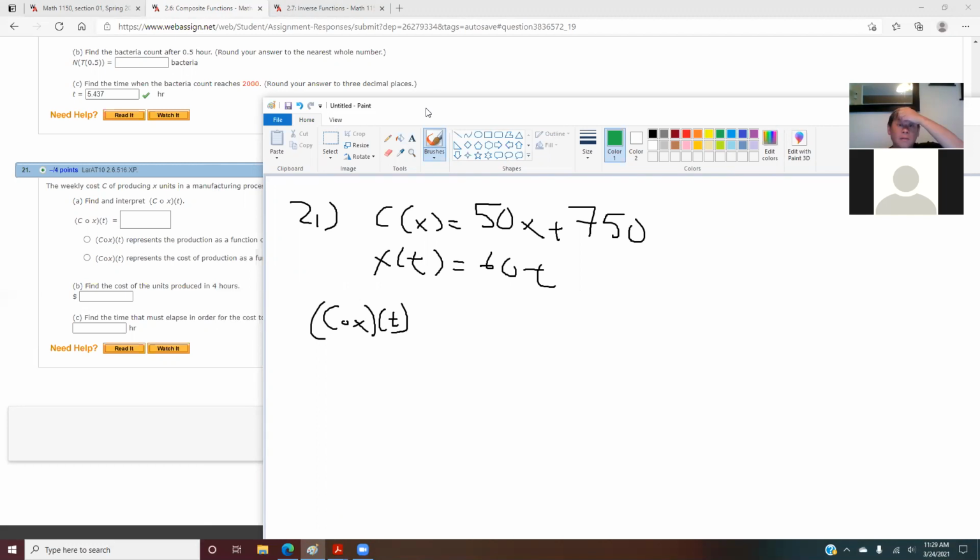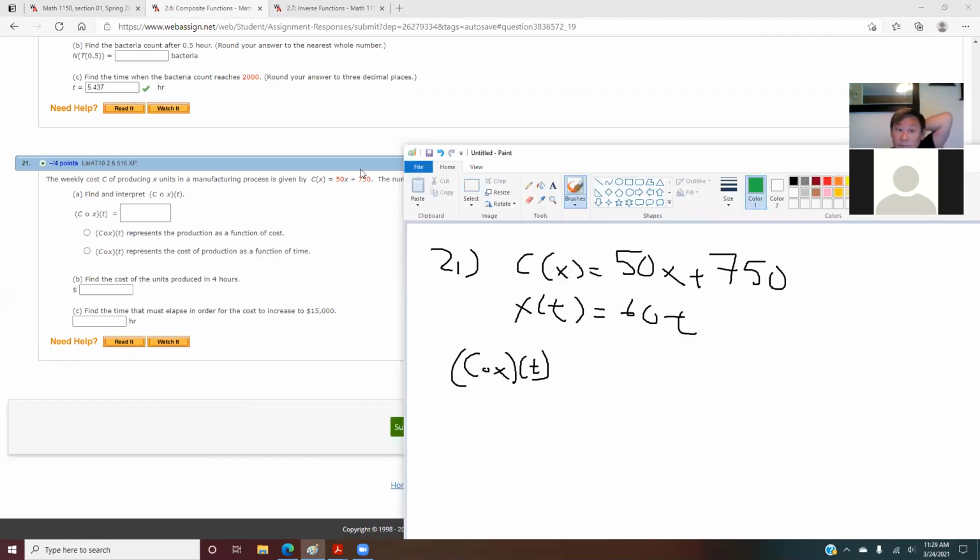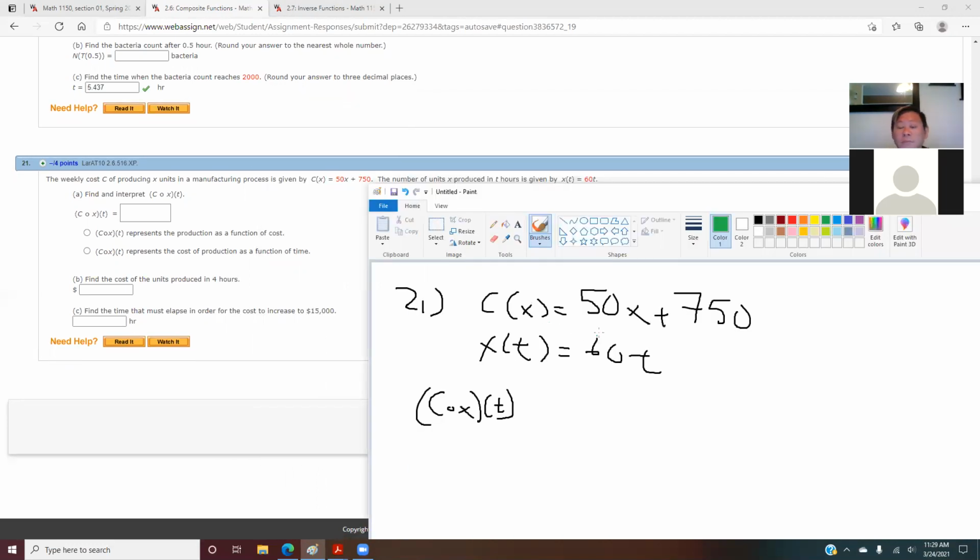This one is, how do you find C dot x of t? So you'll plug in the x of t into the C formula? Yep. So you will get 50 times what? 50 times 60t plus 750. What is 50 times 60? 3,000, yeah. And then 750. So this is the answer for this one.